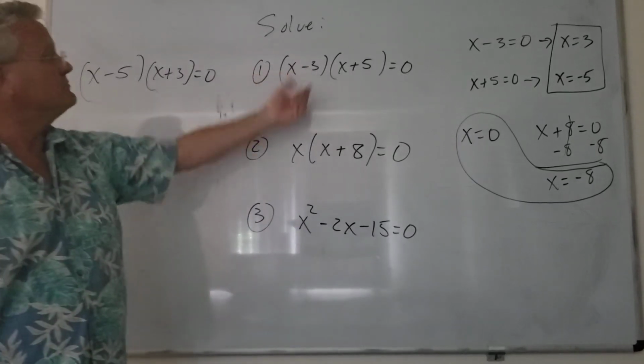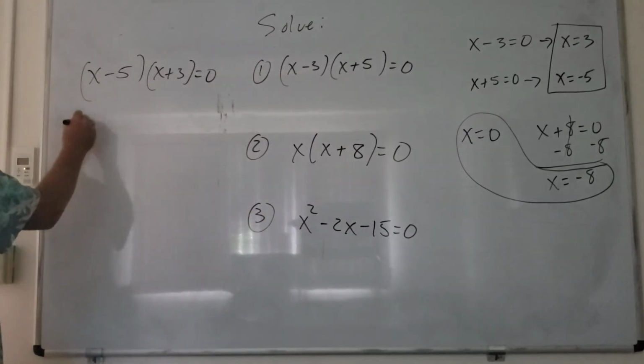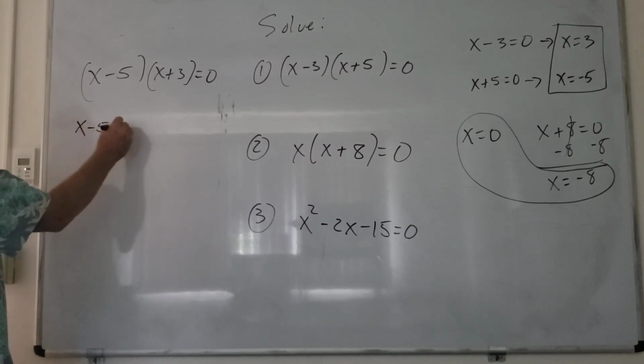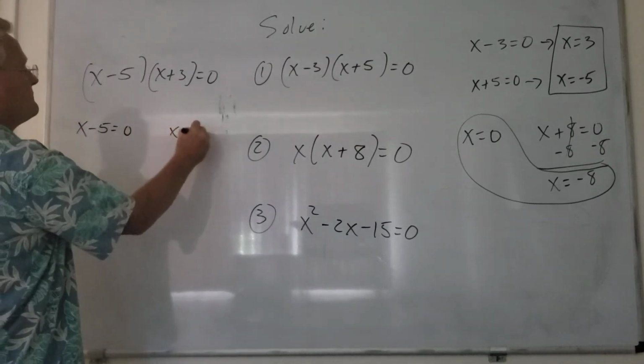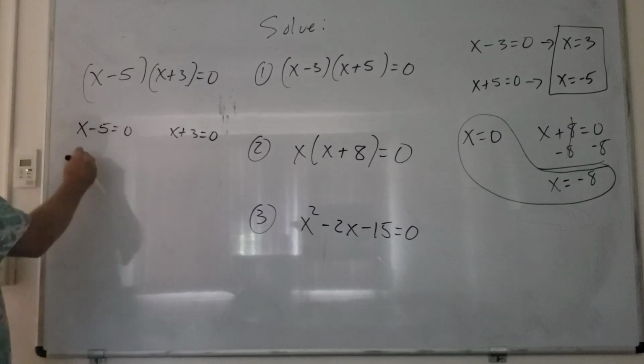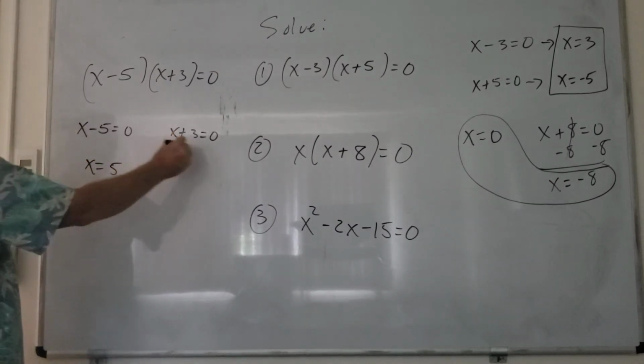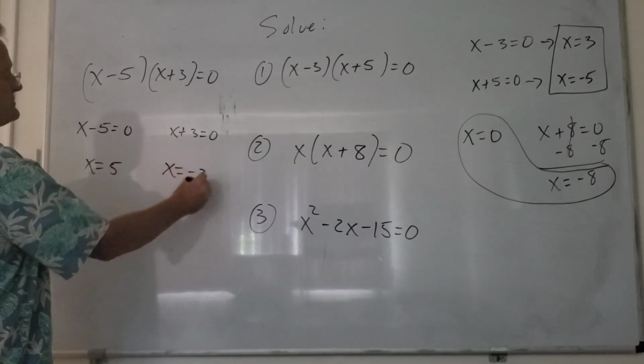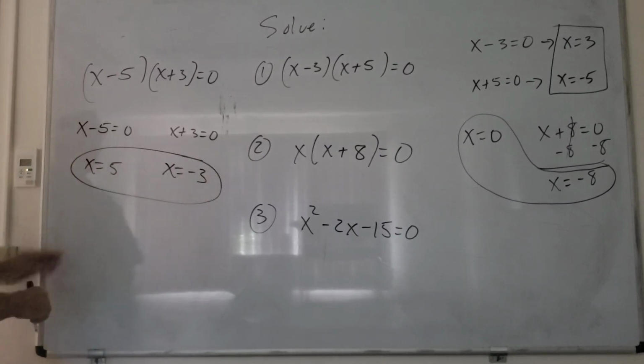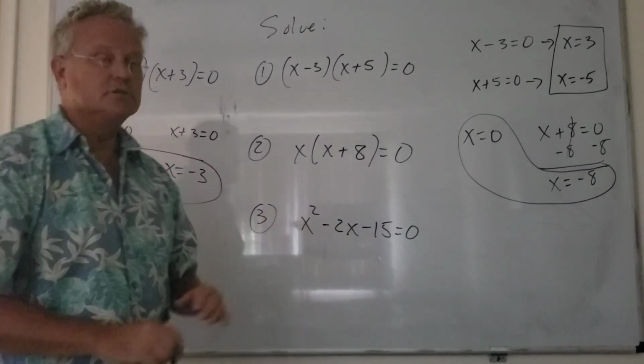Now we're right back to what we just did. Set each factor equal to 0 and solve. When I add 5, we get x is 5. When I subtract 3, we get x is negative 3. So those are the two solutions to this equation.